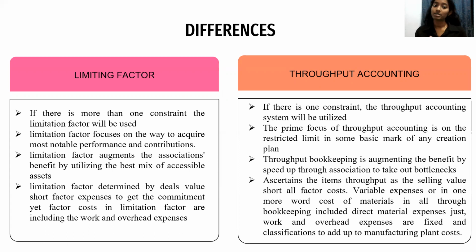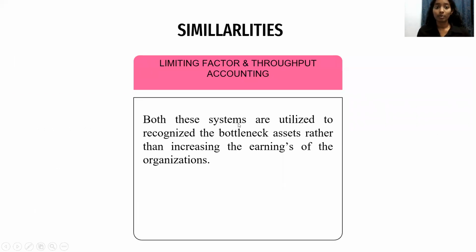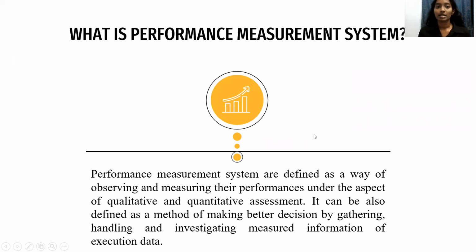So limiting factor is determined by sales value, short factors expenses to get contribution, while the throughput accounting actually ascertains the items as a selling value short of all factors cost, variable expenses, which would of course include material in throughput accounting, included direct material expenses. Next, we'll be looking into the similarities, where both these systems are used to recognize the bottleneck assets rather than increasing their company's earnings.